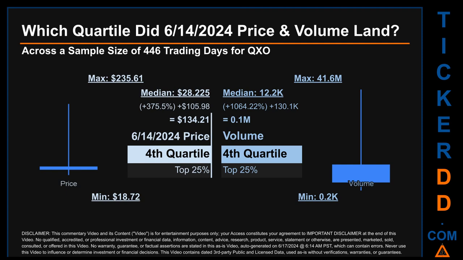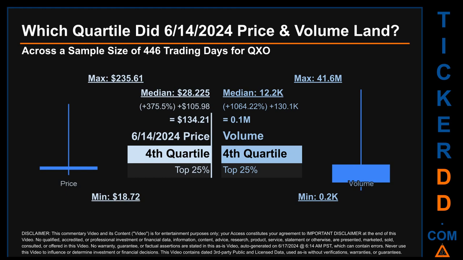The day's volume landed within the fourth quartile, marking it within the top 25% of all sampled daily volume, which saw a max daily volume of 41.6 million and a minimum of 0.2 thousand. Quartiles tell us about the spread of a data set by breaking that data set into quarters, just like how the median breaks the set into half.